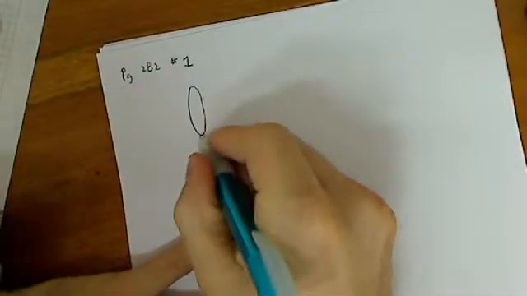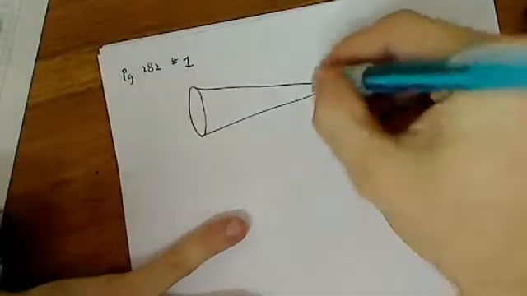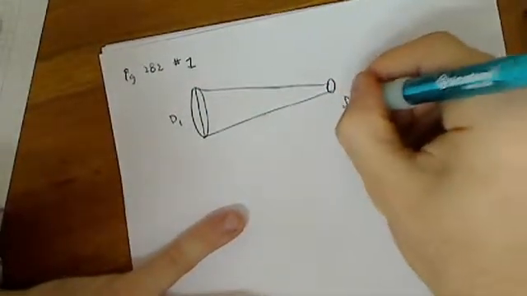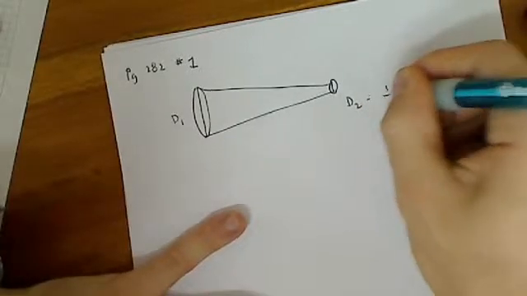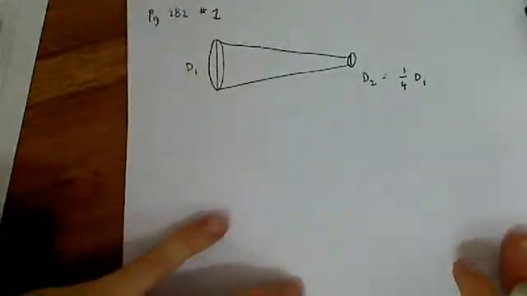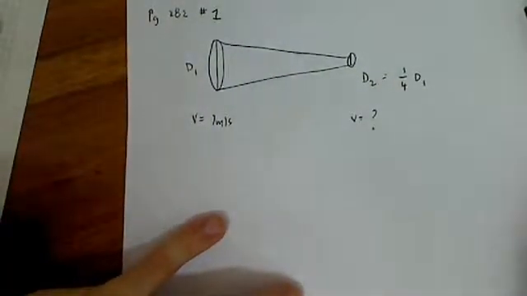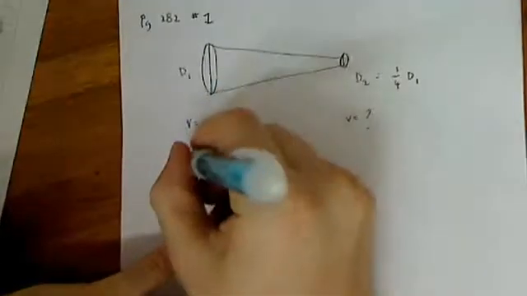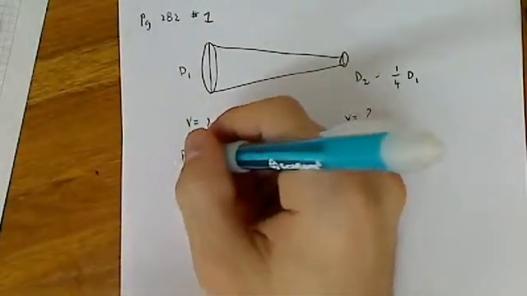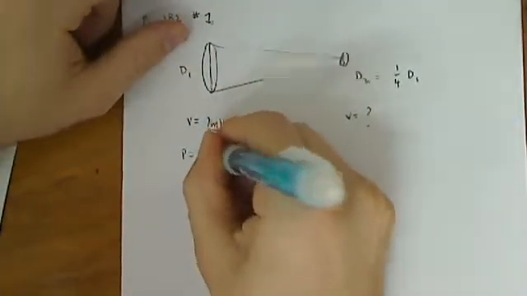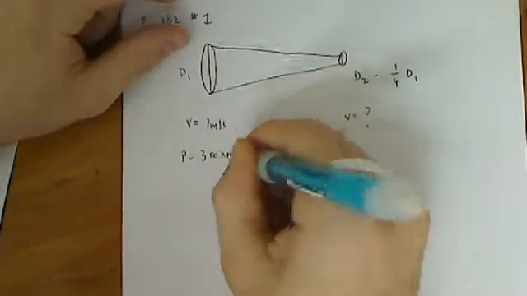If we want to draw a picture of what's happening, we've got water flowing through a pipe. The pipe narrows to a diameter D2. This diameter is about 1/4 the original diameter. The speed of the fluid is 1 meter per second over here. We want to know the speed of the fluid here. One more piece of information it gives you is the pressure over here, 3.00 times 10 to the 5 pascals.